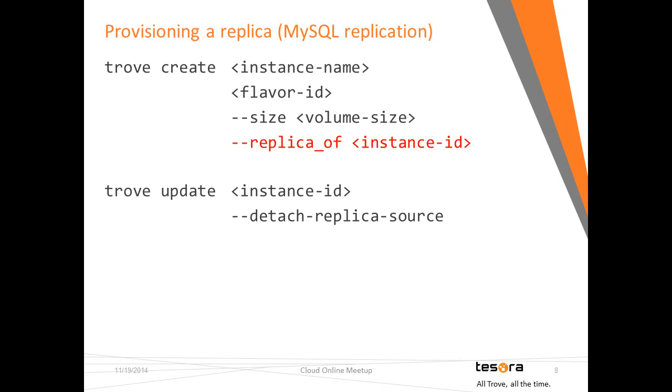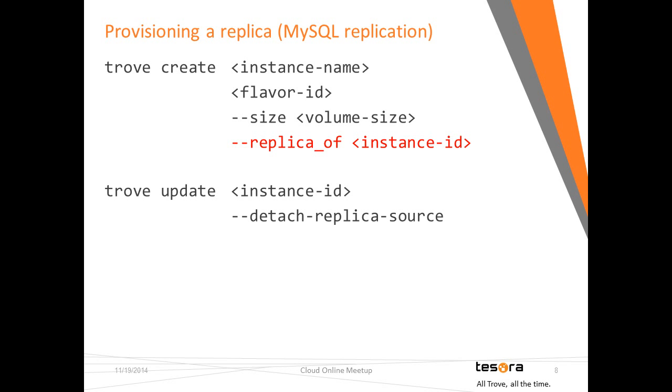If you're familiar with the way in which Trove works, say in Icehouse, you would say Trove create. You provided a name, a flavor ID, and a size. And if the instance which you were creating was a MySQL data store, you would get a single instance of MySQL. Now in Juno, you have the new command line option shown here in red, --replica.